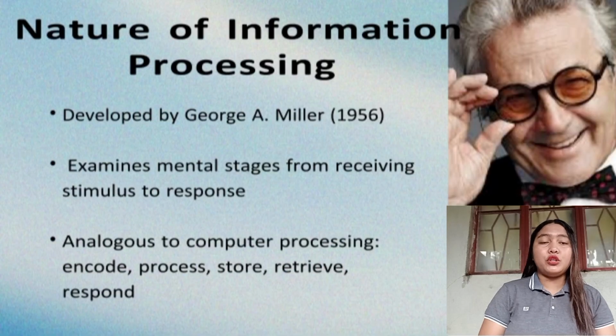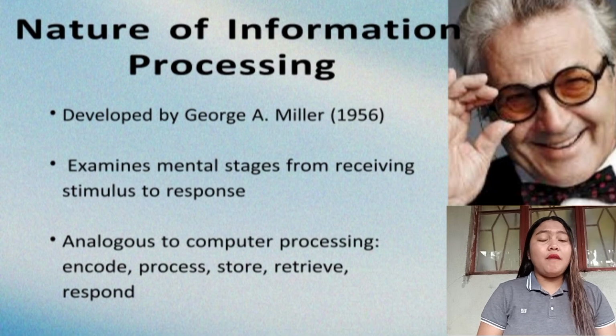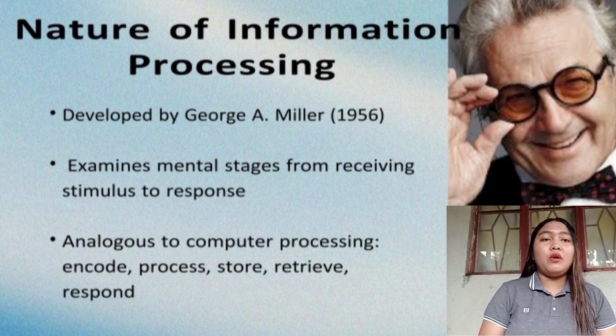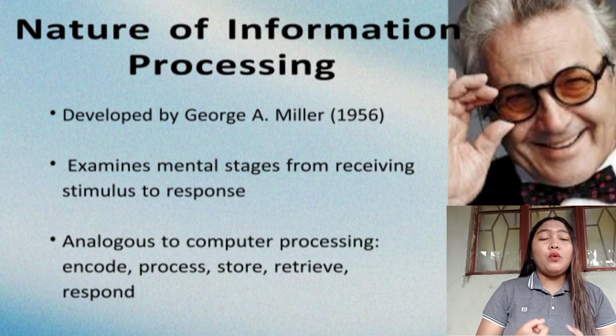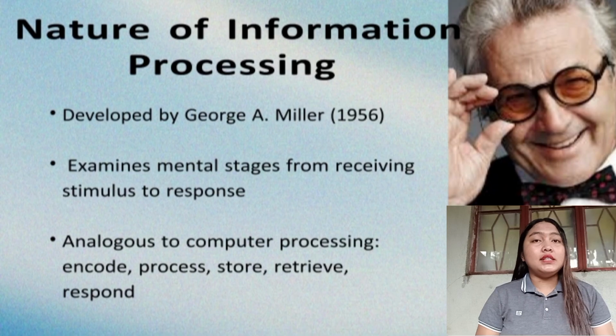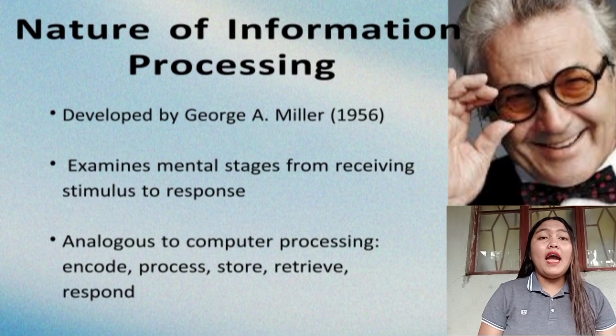It was developed by George A. Miller in 1956. He examines the mental stages from receiving a stimulus to response. In 1956, George A. Miller developed a theory about how our mind works when we receive and respond to information. He looked at the steps our brain takes, analogous to computer processing. So we have first encode, process, store, retrieve, and respond.